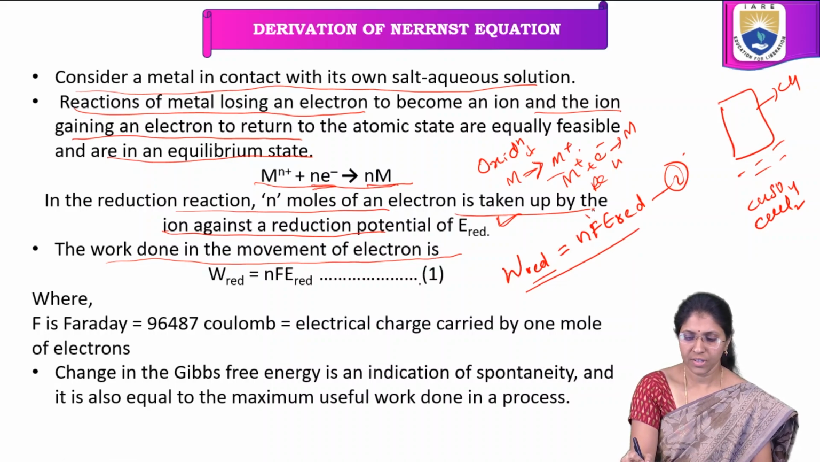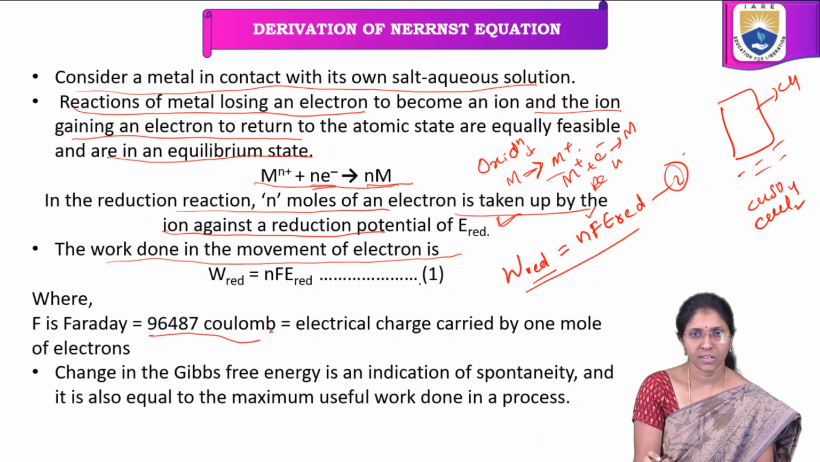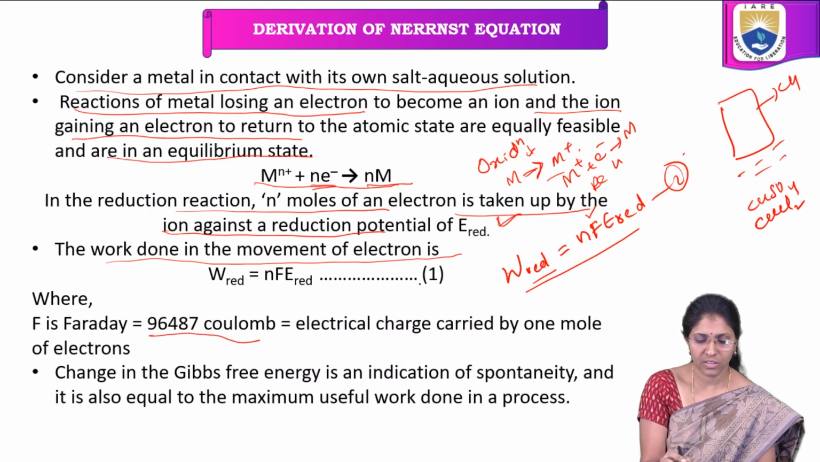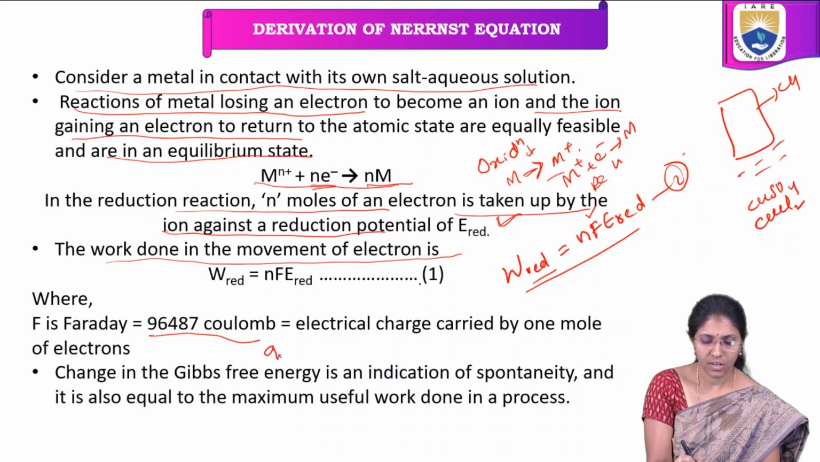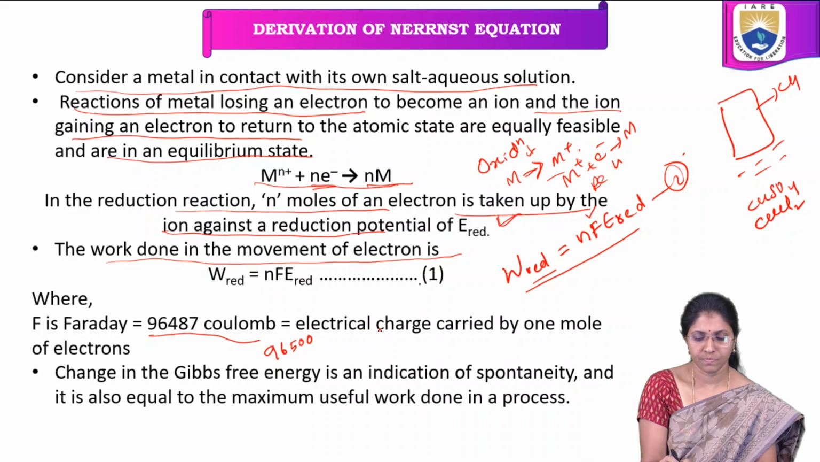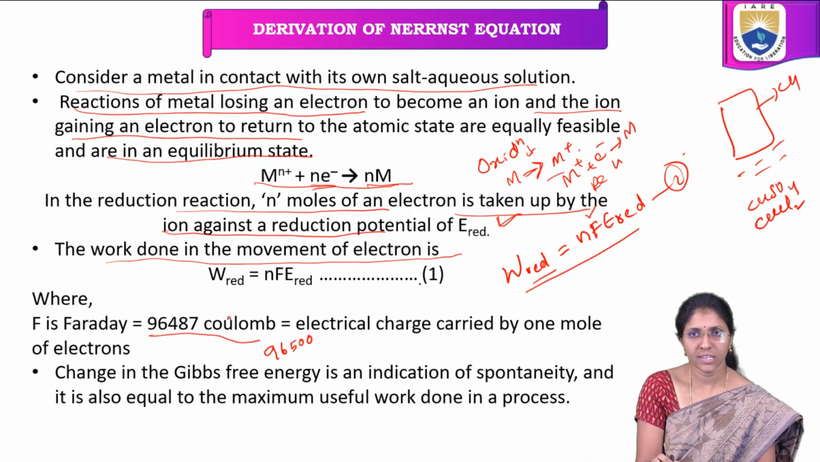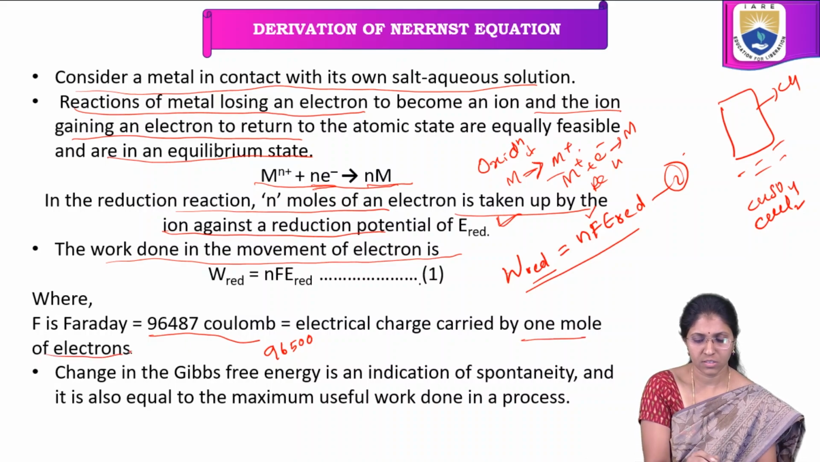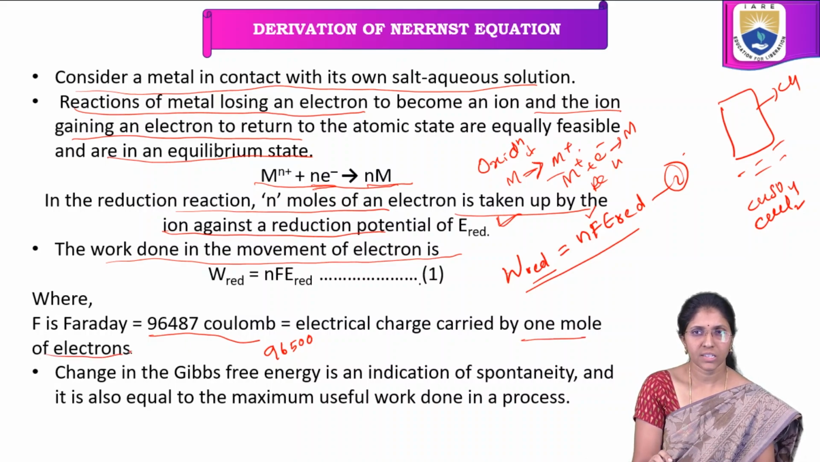Where F is Faraday. The value of Faraday is 96,487 coulombs, and we can also write it as 96,500 coulombs. So what is Faraday? The electric charge carried by 1 mole of electrons is called Faraday. The value of Faraday is 96,500 coulombs.